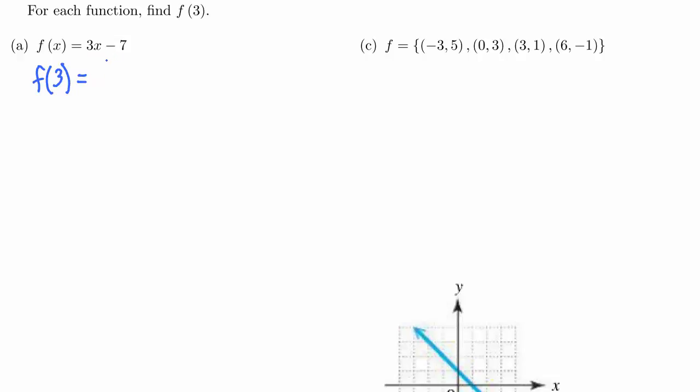So taking what we say the function is, 3, replace the x with 3, and then minus 7, and then simplify. 3 times 3 is 9, and then minus 7. And 9 minus 7 is 2. So it gives me f of 3 is equal to 2.